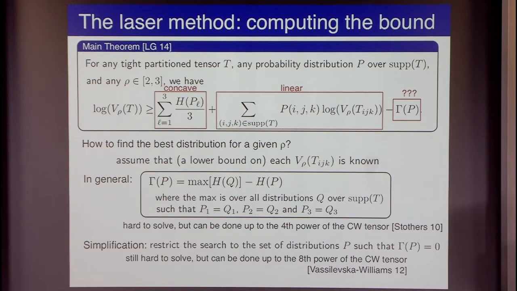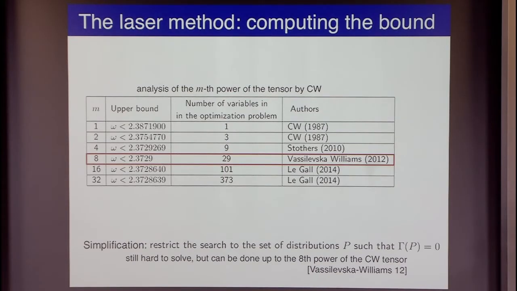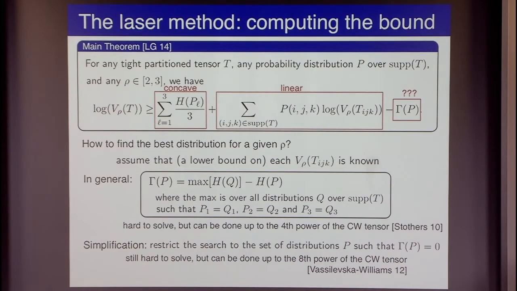So what Virginia did is she restricted the search to the set of distribution P such that gamma P is equal to 0. But it's not a convex set. It's a very difficult structure, this set. So the optimization is still very hard, very difficult. But well, this can be done for up to the 8th power, and after that, it's much more complicated.